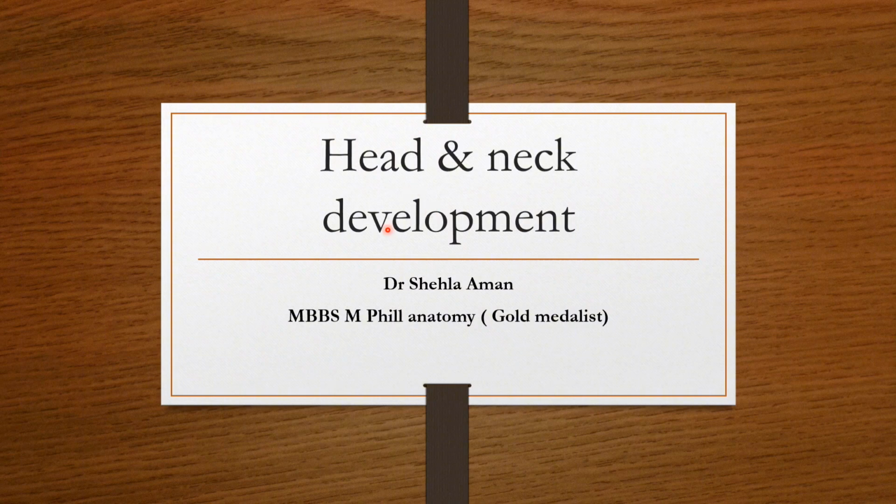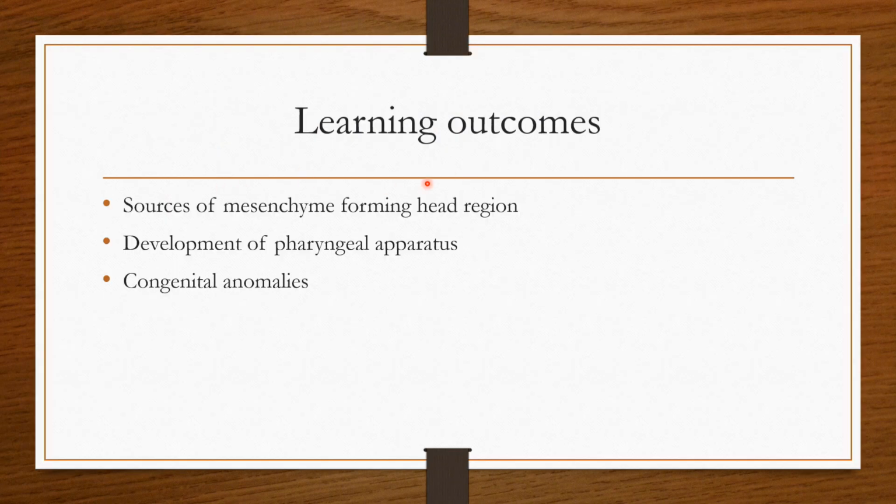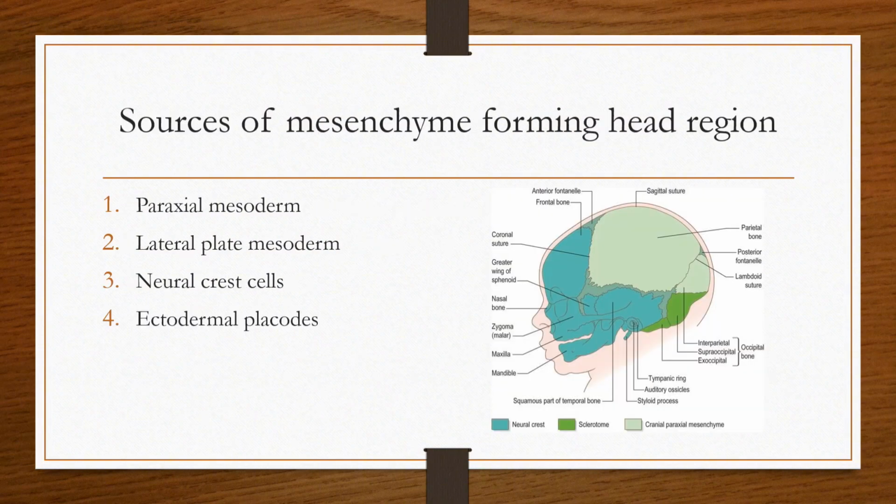In today's class we are going to discuss the head and neck development. The learning outcomes for today's class are the sources of the mesenchyme forming the head region, then the development of the pharyngeal apparatus and their congenital anomalies. So what are the sources which are forming the mesenchyme of the head region? These are usually four sources: the paraxial mesoderm, the lateral plate mesoderm, the neural crest cells, and the ectodermal placodes.